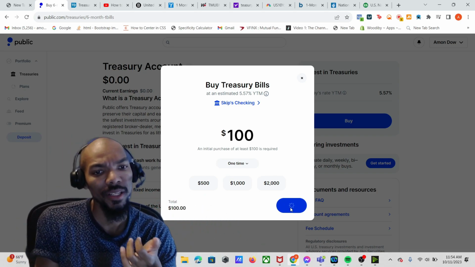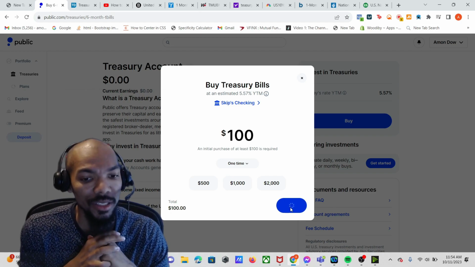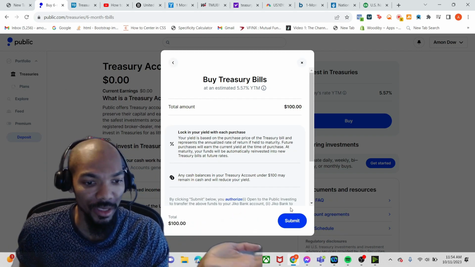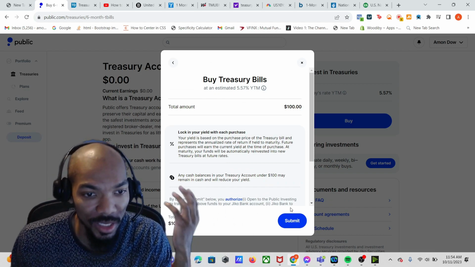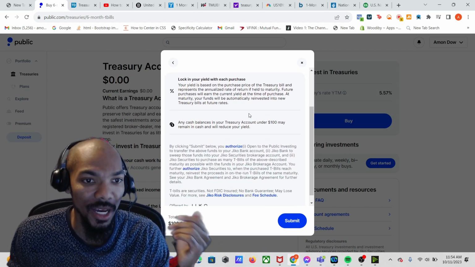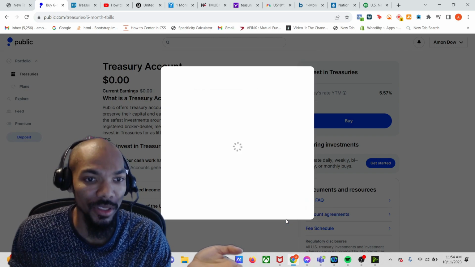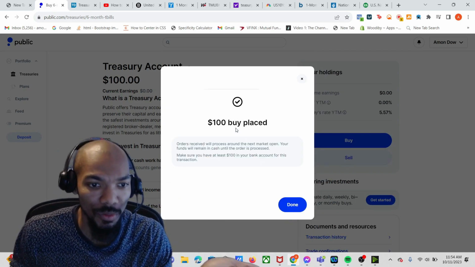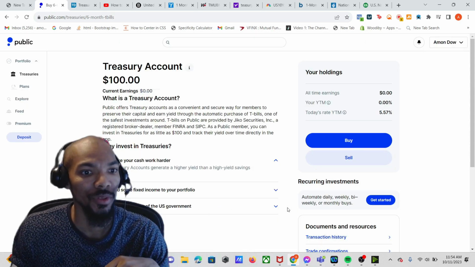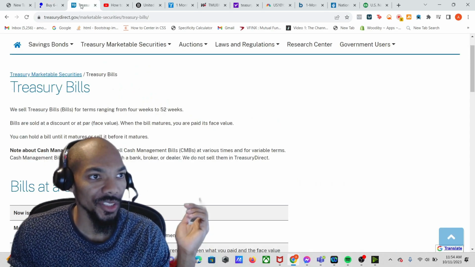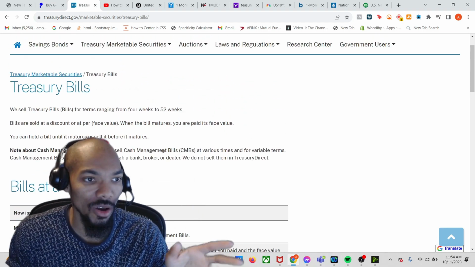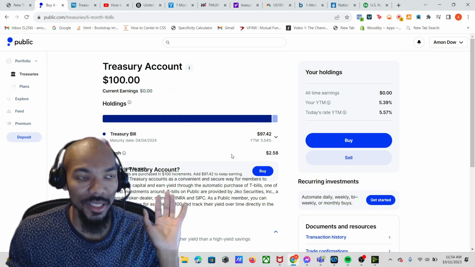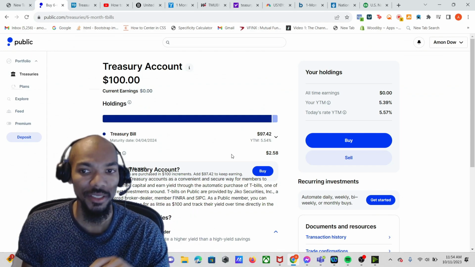And by the way, the good thing about this one is you can sell it at any particular time. So if you need the cash, you can end up getting it out at any time. And then what I'm going to do is just hit submit, and boom, I bought it. Just that simple. Now you could buy it on Treasury Direct, but it's a pretty long process, very tedious, and a whole bunch of inconvenience.